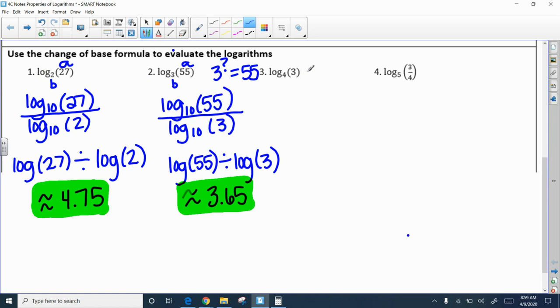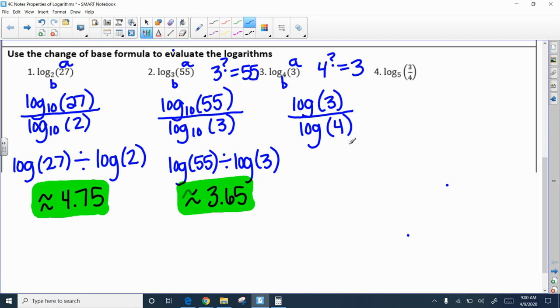Log base 4 of 3. So this means 4 to what power equals 3. Again, there's not an exact power, so I can get a decimal approximation. My logarithm that I'm trying to evaluate is in the form log base b of a. So when I rewrite it using the change of base formula, it's going to be log base 10, I'm changing it to base 10 of a, so log of 3 divided by log of the base, which is 4. So log of 3 divided by log of 4. Again, since it's a base of 10, I don't have to write the 10.